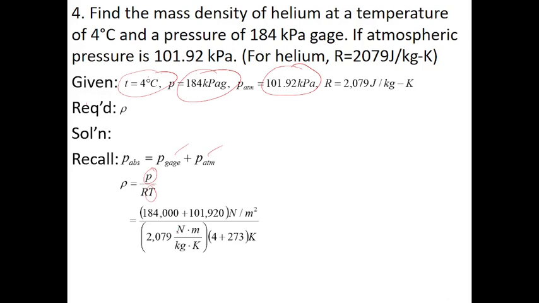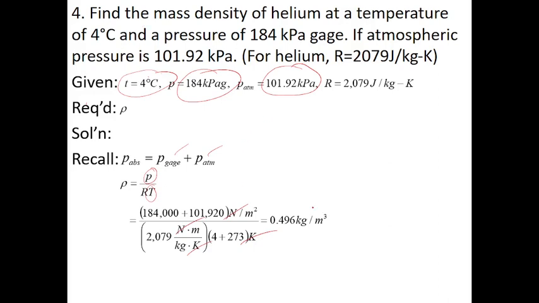Okay? And what will be our final answer? So let's analyze what will be the unit. Newton, Newton, cancel. Kelvin, Kelvin, cancel. Okay. So the answer is 0.496 kilograms per cubic meter.